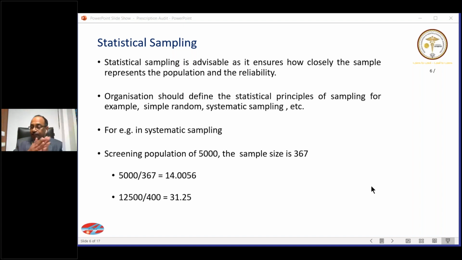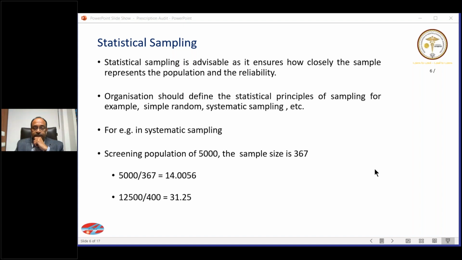So you have 12,500 total prescriptions. Those prescriptions are usually available in your hospital system, either as a physical copy or in the hospital information system, that is your HIS copy. In the order of date, you start from, let's say, 1st of January and go till 28th of February. These 2 months, you pick up every 31st prescription for your audit. By this method, you would have picked up about 400 prescriptions to be included in the audit. This is your sample. Is that clear so far?